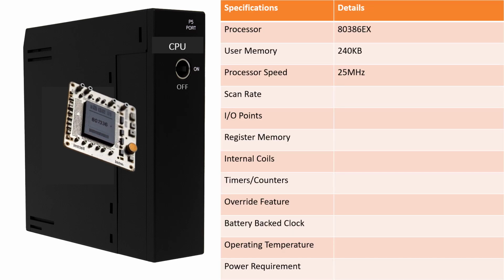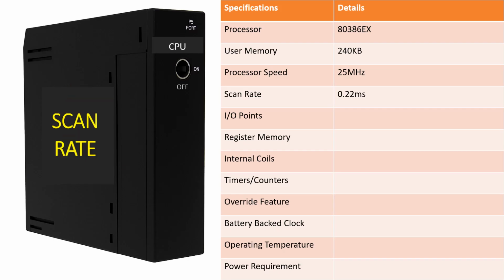In this video, I am talking about only the GE PLC CPU 360 model. For your understanding of the concept, I have taken this available model. Nowadays, GE PLC CPU processor speed is more than 1 GHz. Scan rate, which is 0.22 milliseconds.